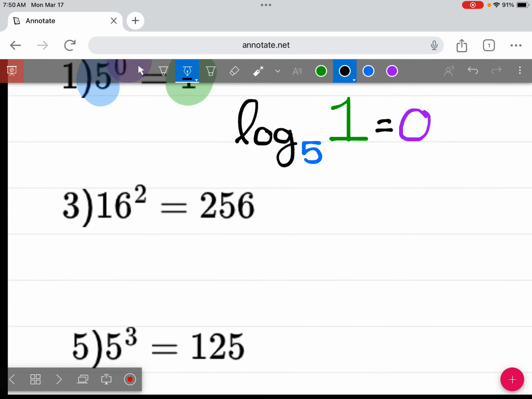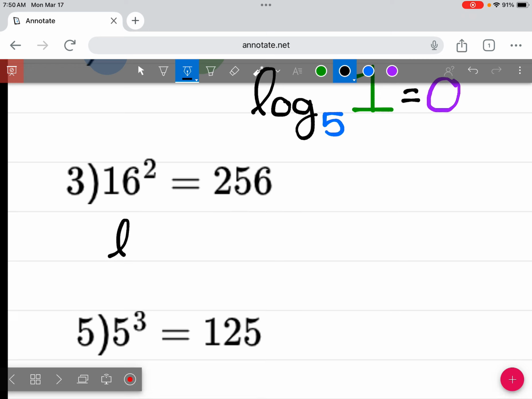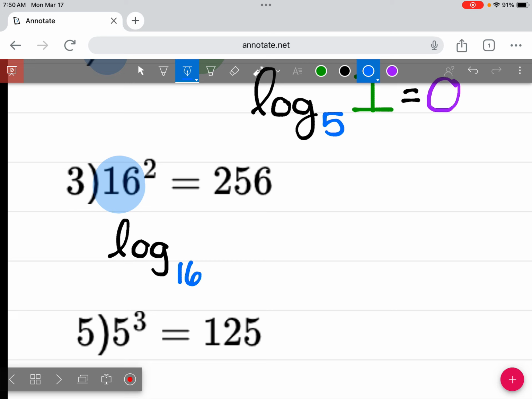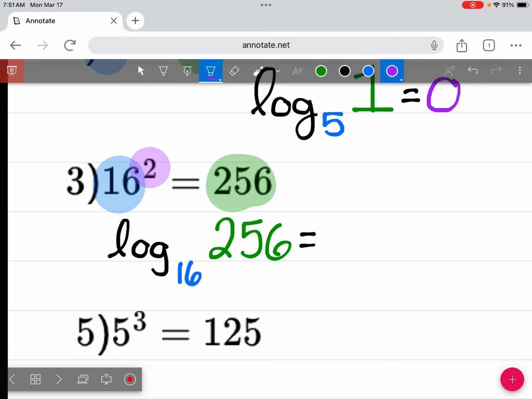So for number 3, very similar vibe. We're going to have our log with what base? What is our base on this one? 16. So log base 16 of what argument? What's our argument? Oh, I heard it. It was very quiet, though. It's 256. Equals what power? 2.